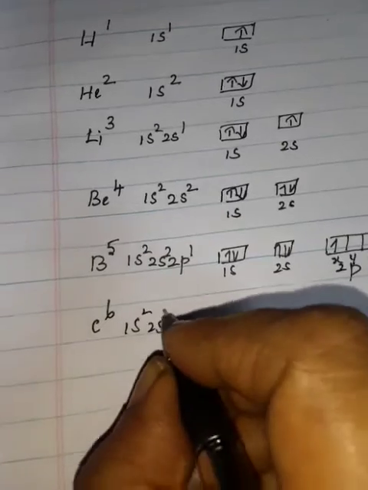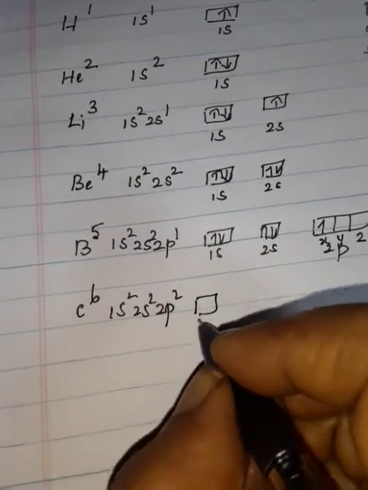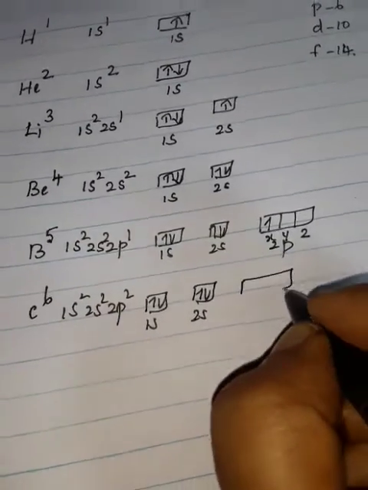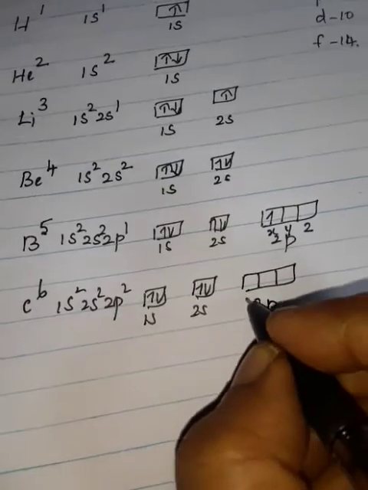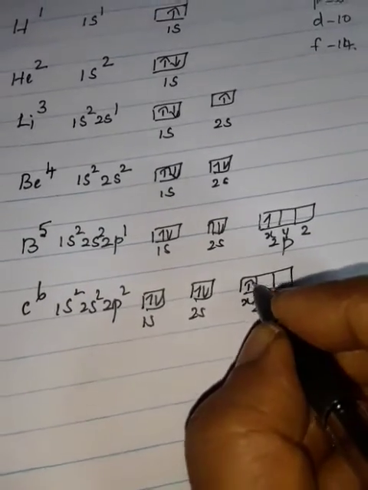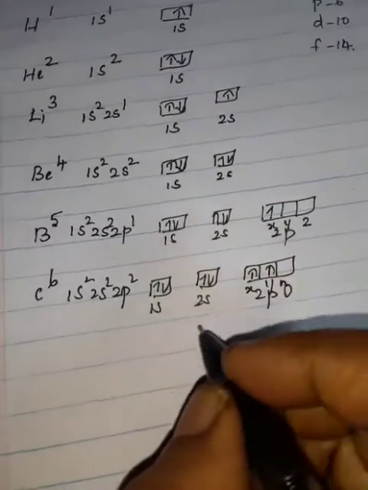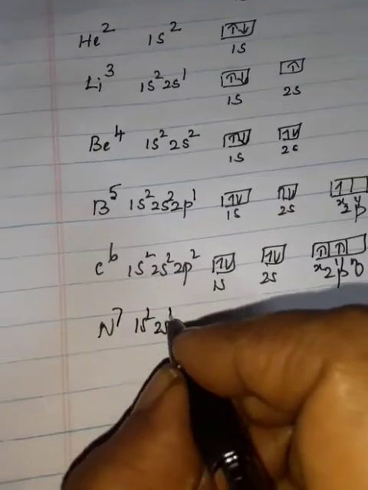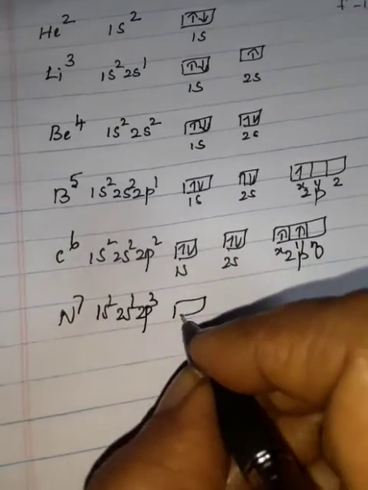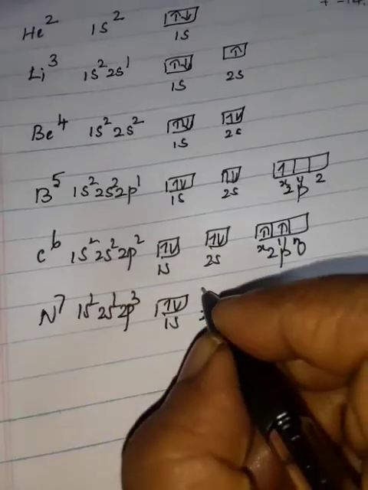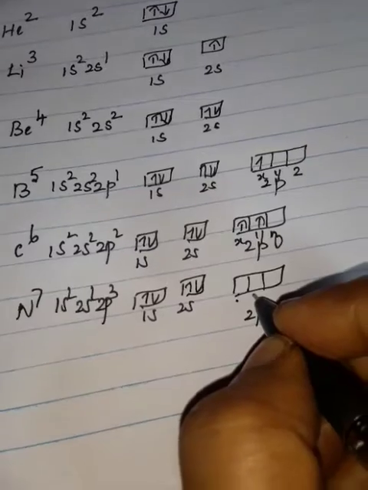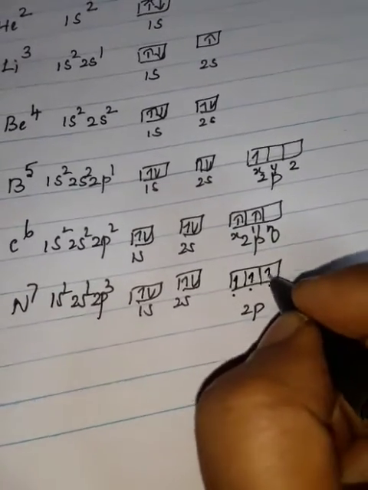Next, carbon, atomic number 6, 1s2, 2s2, 2p2. In the orbital diagram, 1s has 2 electrons, 2s has 2 electrons, 2p has 3 orientations: 2px, 2py, 2pz. x and y each occupy 1 electron, and z is kept vacant. Next, nitrogen, atomic number 7, 1s2, 2s2, 2p3. 1s has 2 electrons, 2s has 2 electrons, and 2px, 2py, 2pz each have 1 electron.